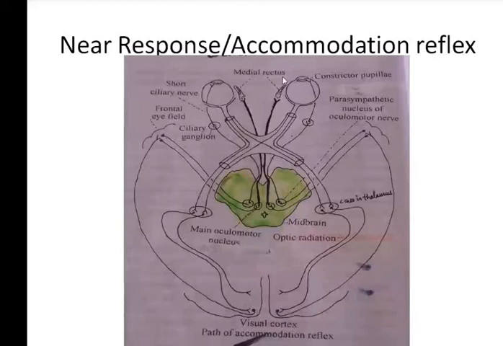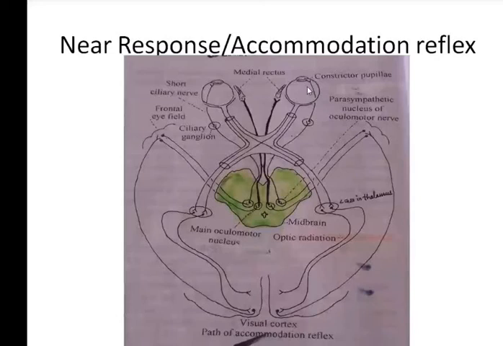Correct, okay, if you look at here, these are the two eyeballs. So when I asked you to look far to the near, then what is going on? That is the visual reflex. Then that is known as the near response or accommodation reflex. When you see from far to the near, then what is happening there?